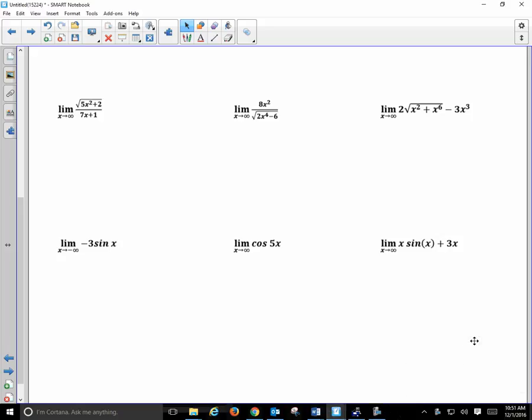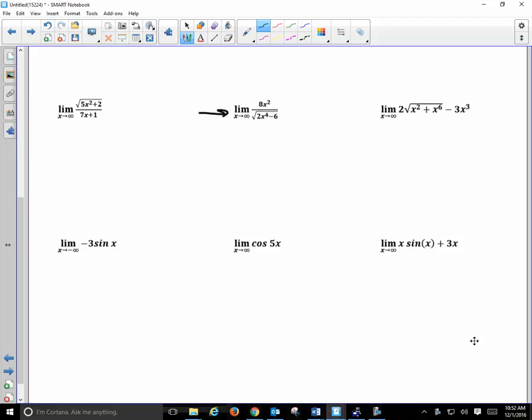Okay, so we're going to pick up with this limit right here today. If you remember from yesterday, we're doing limits as they approach infinity. Here I want to see what the limit is. I'm going to factor out the largest degree in the numerator and the denominator.